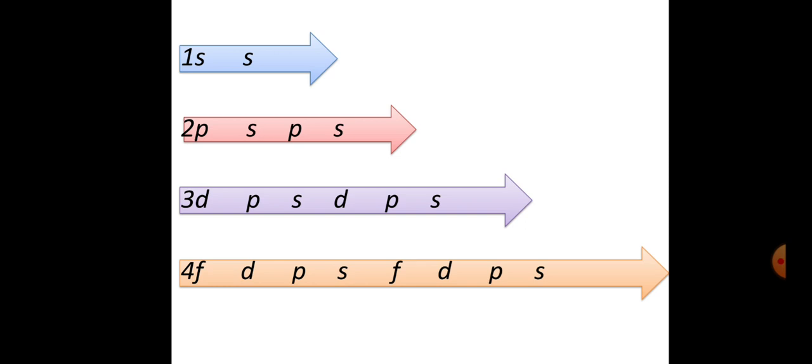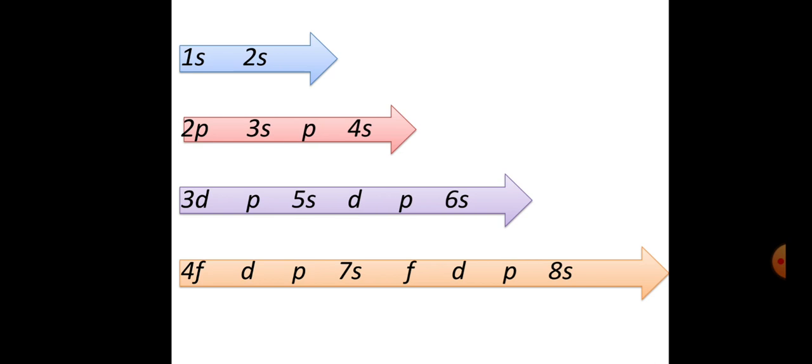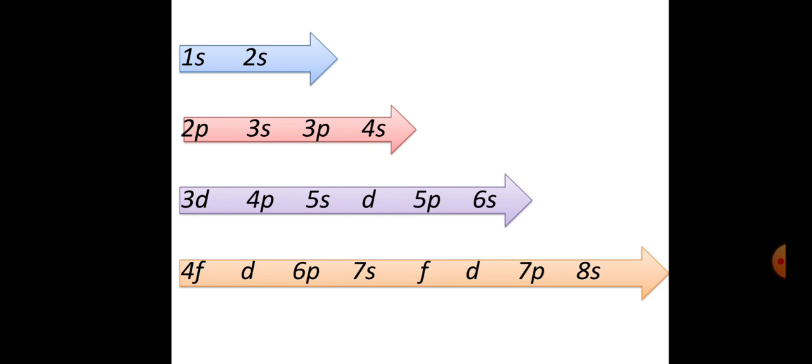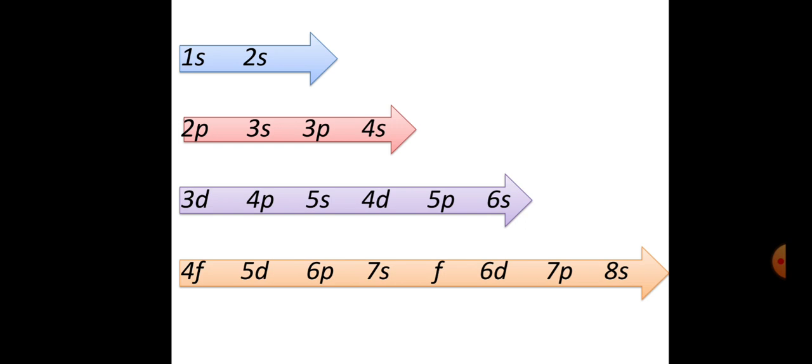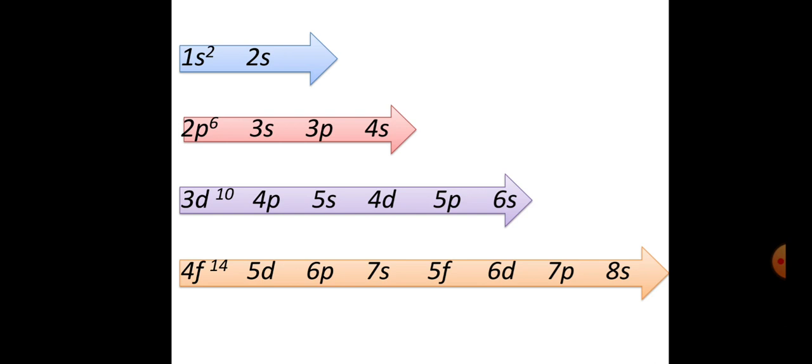So after first 1 years, the next S should be 2s. So we'll follow, and 2 years, 3 years, 4 years, all this will be covered. 2p, up to 2p, the next P would be 3p only. After 3D, the next D would be 4D only. So likewise, you cover the S, P, D and F. So now this is completed. And this sequence has to be followed to fill the electron.